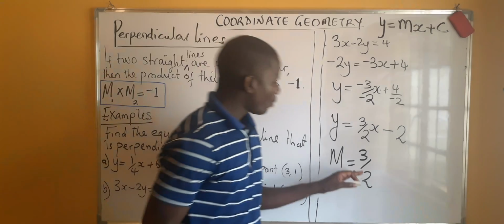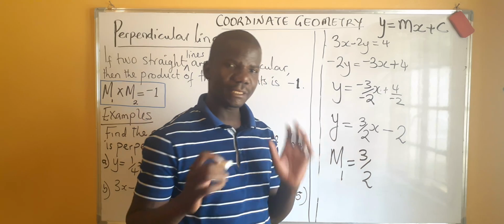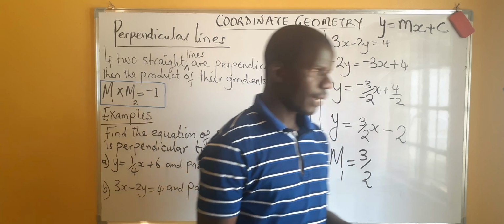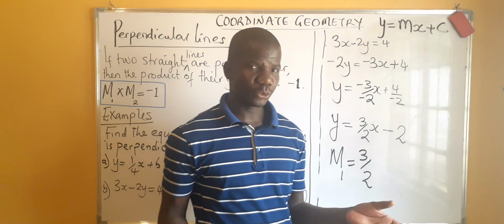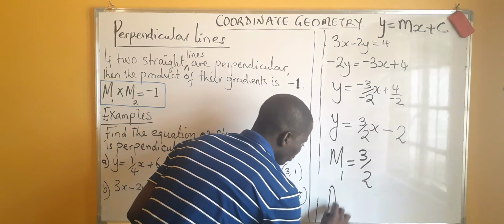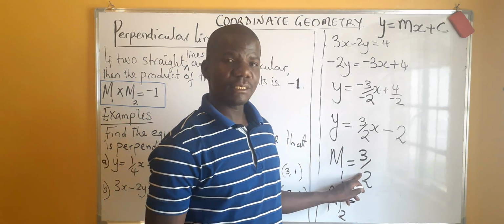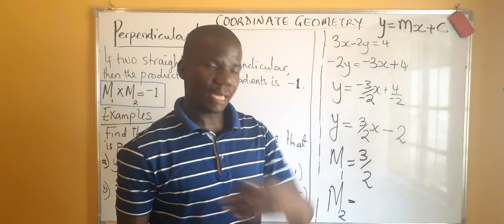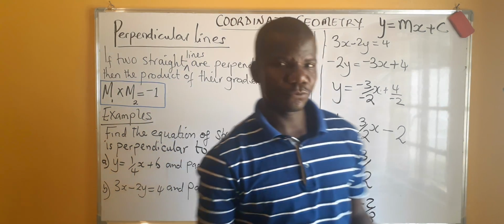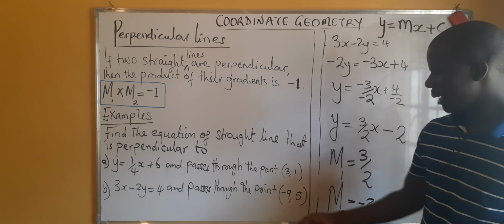Now, we want the gradient of a line that is perpendicular to this one. And we are saying, when two lines are perpendicular to each other, the product of their gradients is -1. So we are asking ourselves, what fraction or number should we multiply by this one to get the product of -1? That should be the reciprocal of this one. But since this is positive, the second one must be negative. So we're going to have -2 over 3 as the gradient of the second line, which we want here.